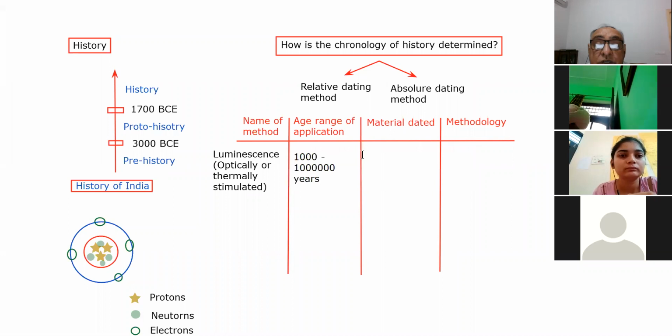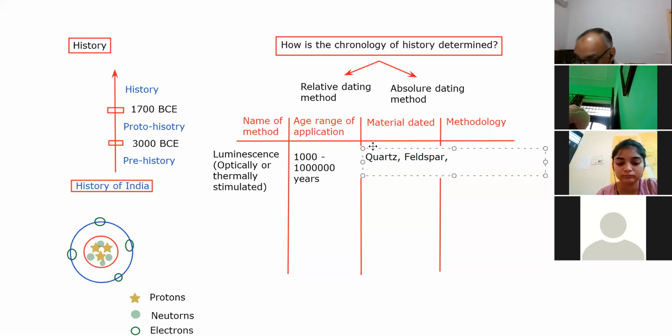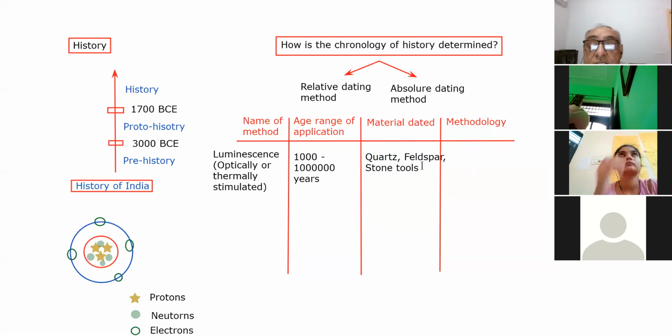And as far as the material dated in this is, इसमें कौन सा material, that is quartz, feldspar, and then stone tools, and after the stone tools there can be the pottery, etc.